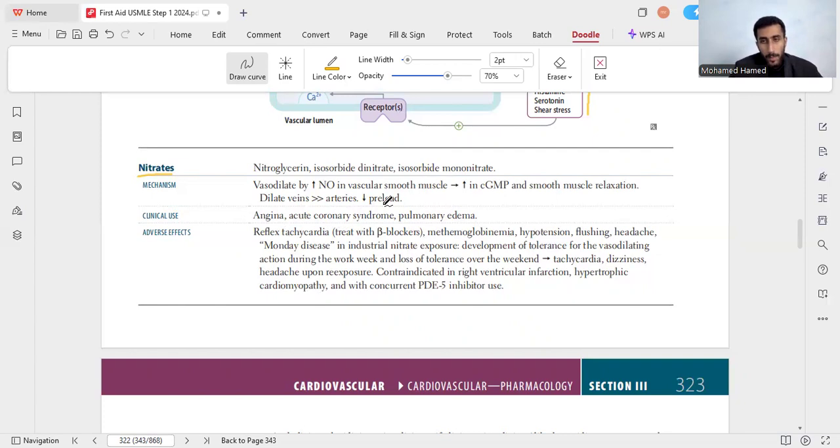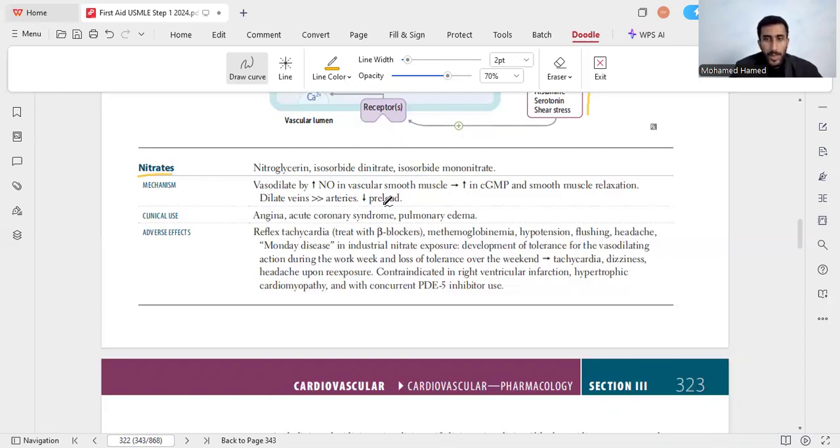You will dilate the veins, so the preload on the heart will decrease. You are not loading the heart with so much blood. So very beneficial. You have to make sure that you understand they dilate veins more than arteries. So they are not primarily used in angina or acute coronary syndrome because of vasodilation of the coronary arteries.